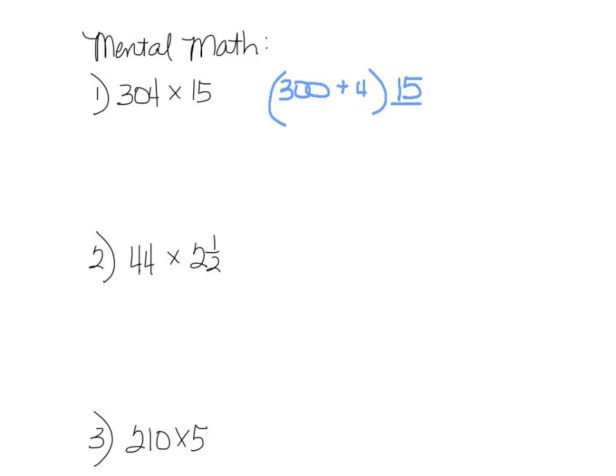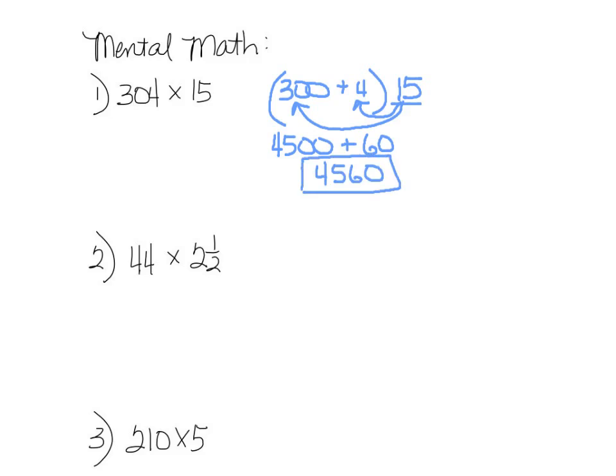Now here I will distribute. 15 times 300 is 4,500. And 15 times 4 is 60. And I can add that very easily using mental math. So here we will be using these exercises just to show what we do in our heads when we're multiplying numbers that we don't know how to multiply easily.